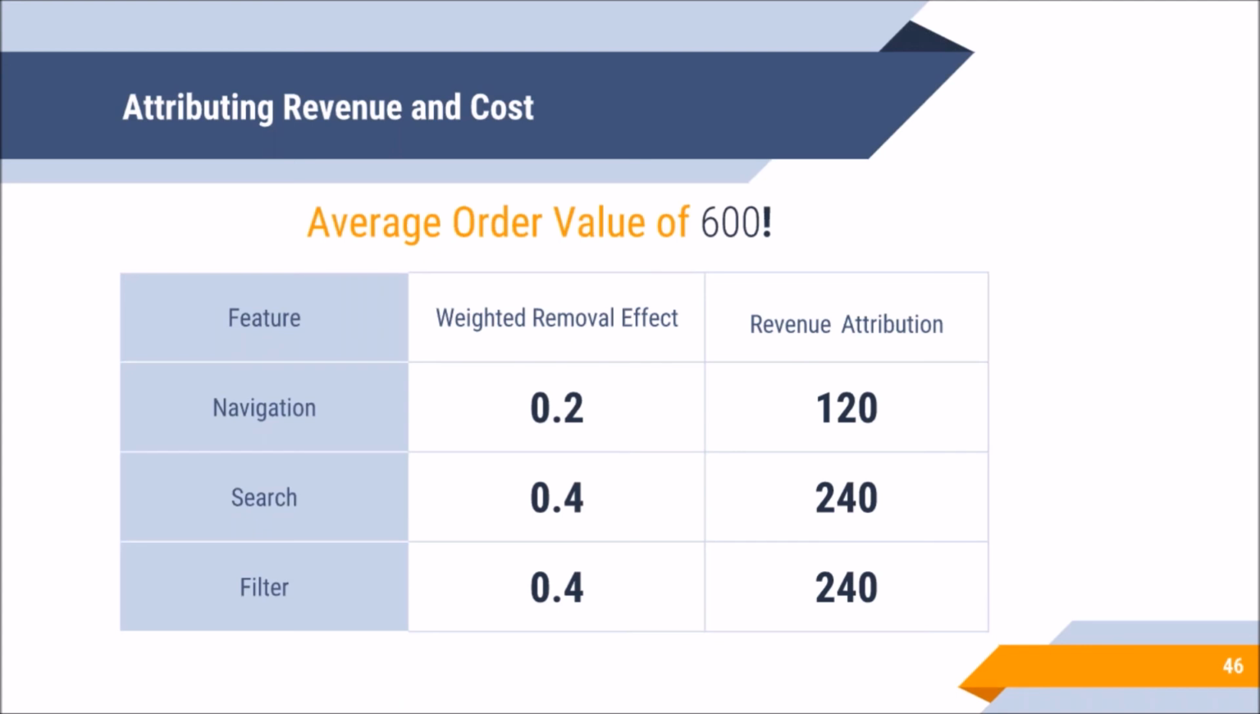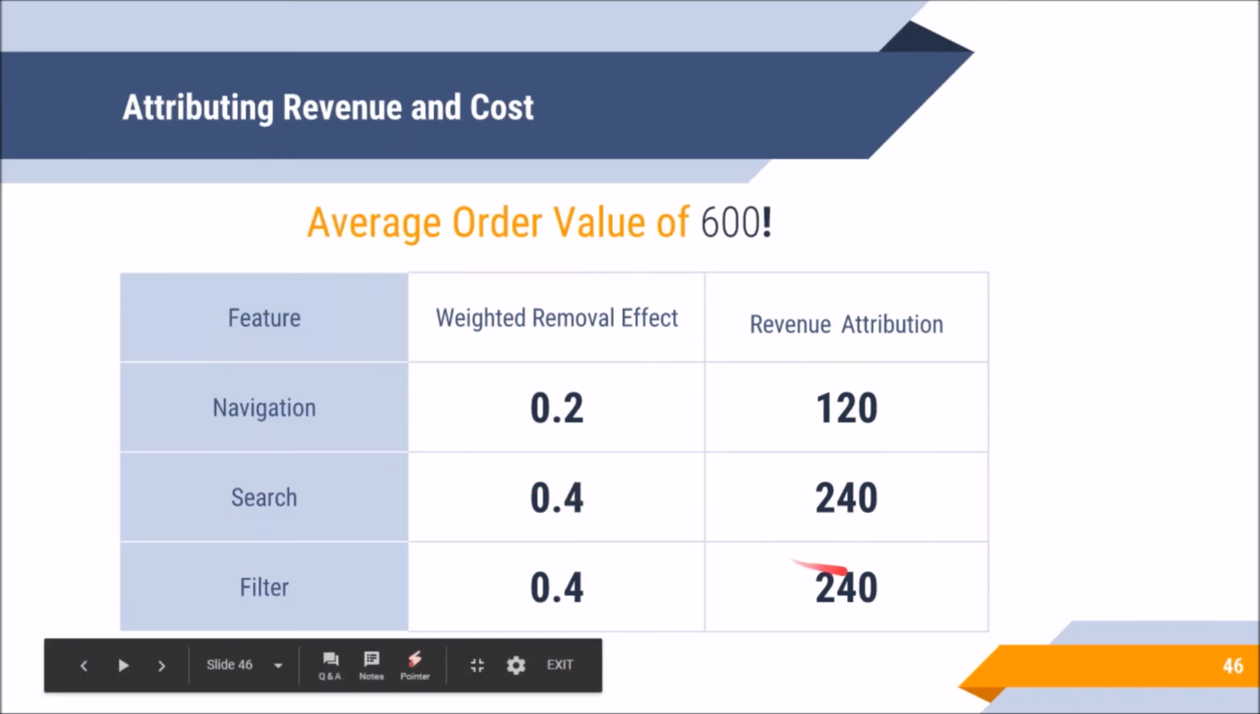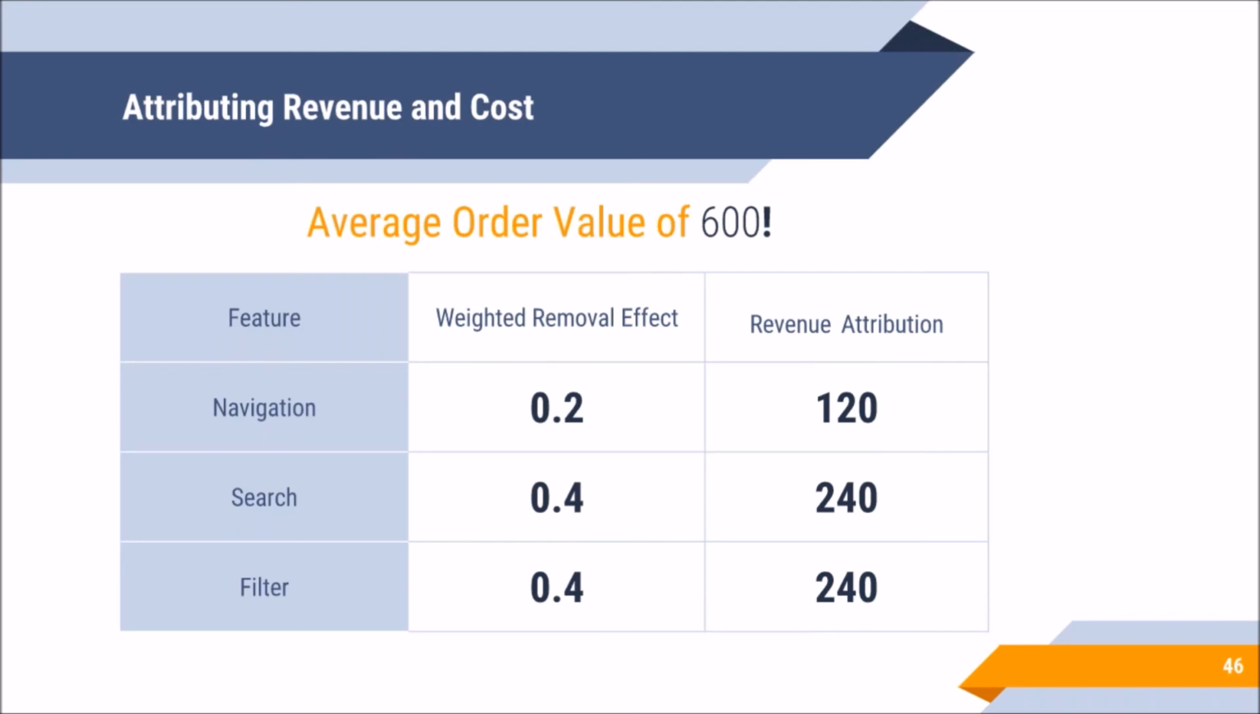The arithmetic is very simple. We divide 600 based on the ratios. So out of that 600, 120 is attributed to navigation, 240 is attributed to search, and 240 is attributed to filter. So it is just a ratio distribution of the 600 to the features. So this is how we can attribute our revenue to the features.